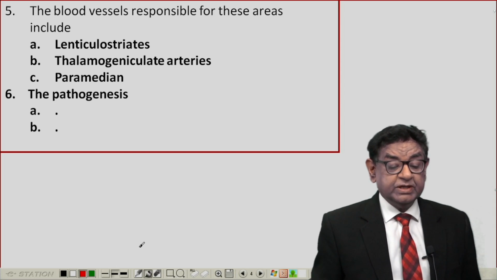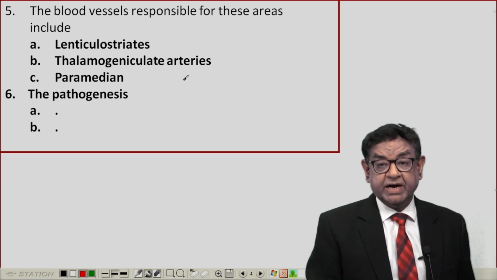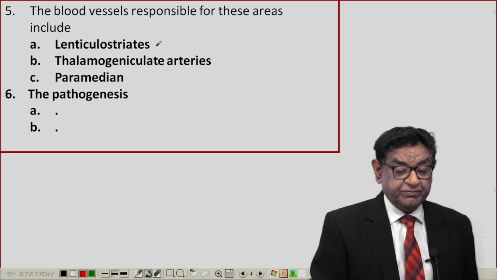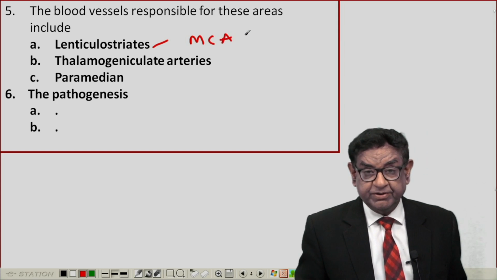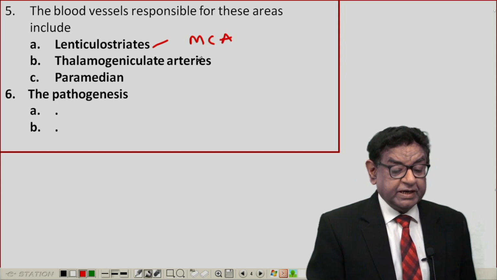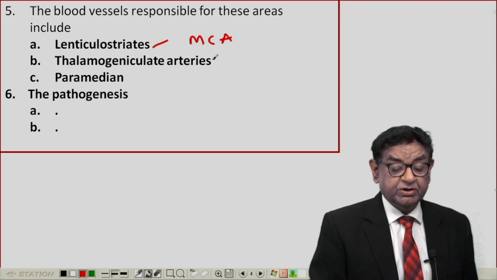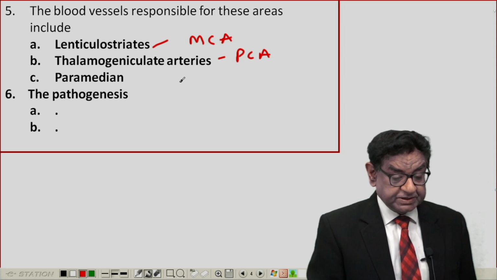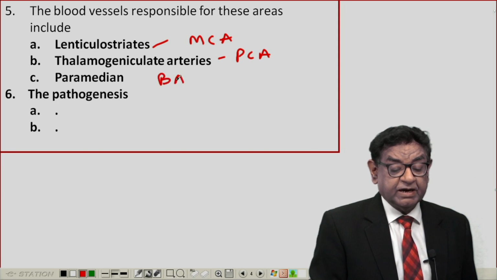Well, now what are the blood vessels which are responsible for all these things? First is lenticulostriate artery. I'll be showing you the photograph in the next slide, but at the moment just write down. Lenticulostriate artery is the branch of middle cerebral artery. Geniculate arteries, the branch of posterior cerebral artery. And paramedian branches, they are the perforator branches of basilar artery.